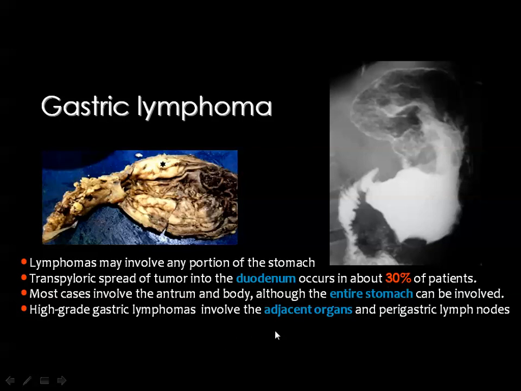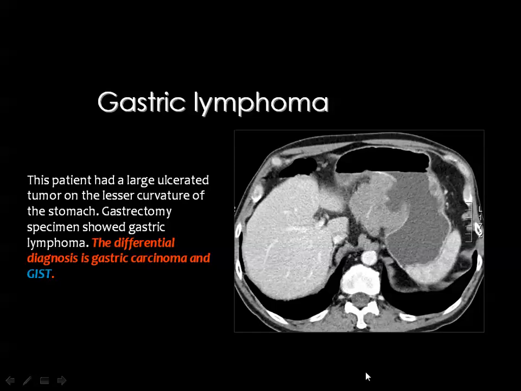And you remember that lymphoma affects any portion of the stomach, and it may extend from the stomach into the duodenum in about 30% of cases, and may also, in aggressive cases, invade the adjacent structures. The focal appearance of lymphoma is not an easy presentation for diagnosis, because it is usually mistaken for the commonest gastric carcinoma, and also may be mistaken for GIST tumors.